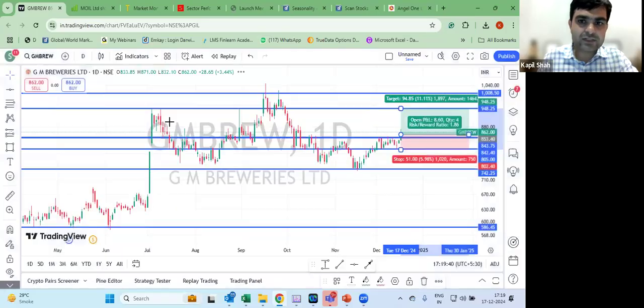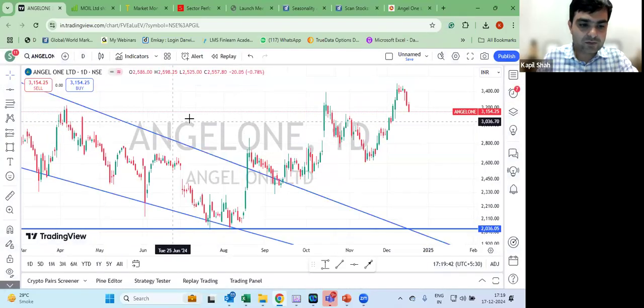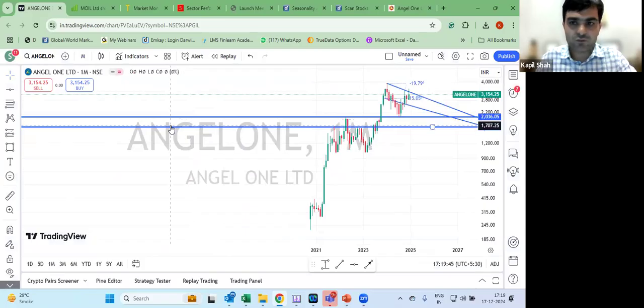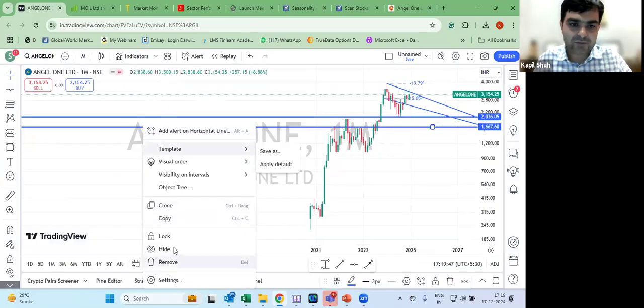So this is what Angel One is all about. Facing some sort of selling pressure right now. So first of all, the analysis goes with my higher time frame chart.